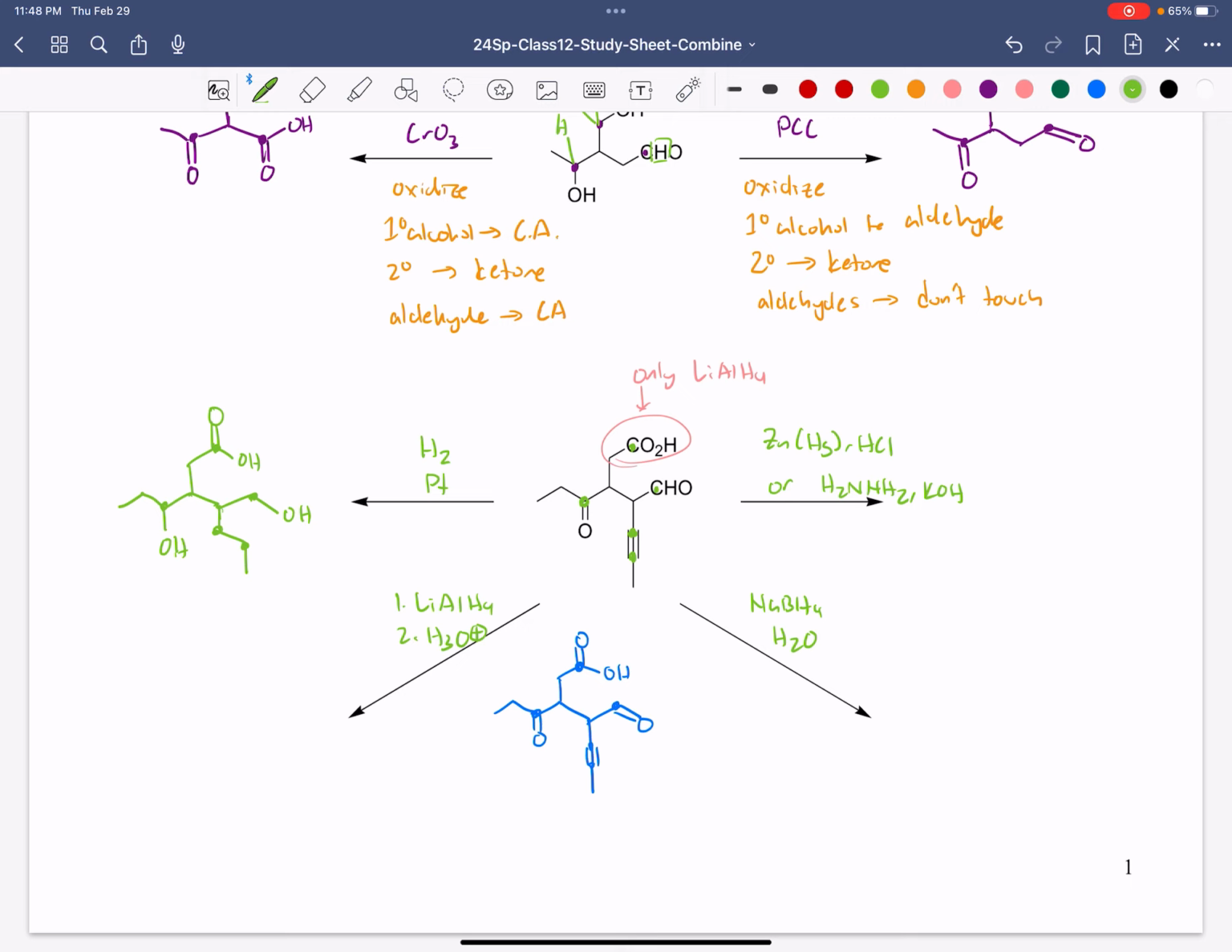Okay, lithium aluminum hydride is a strong reducing agent. Let's do this a little bit faster. It doesn't touch the carbon-carbon multiple bonds. It does reduce the carboxylic acid to an alcohol. There's my dot. Okay, here's the other dot. And then the aldehyde dot is here, and it gets reduced to an alcohol as well. Okay.